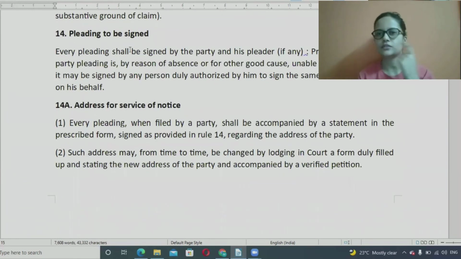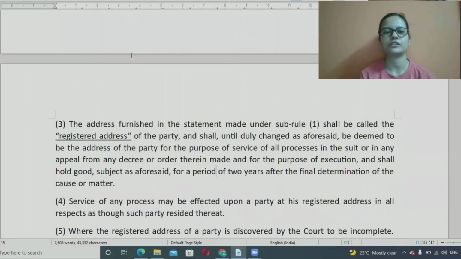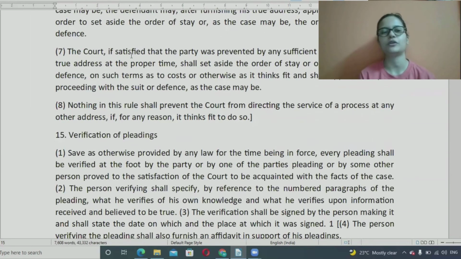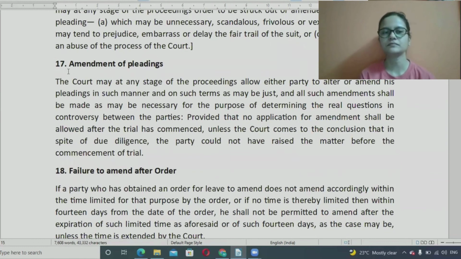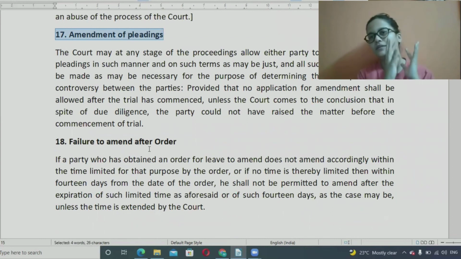Okay, and it is also very much necessary that whenever they are changing it, it should be signed by the party, or whoever is the legal representative representing the party. So that was on the plaint which is being submitted, then changes in terms of address.